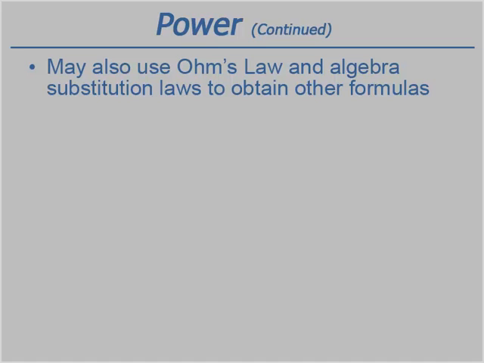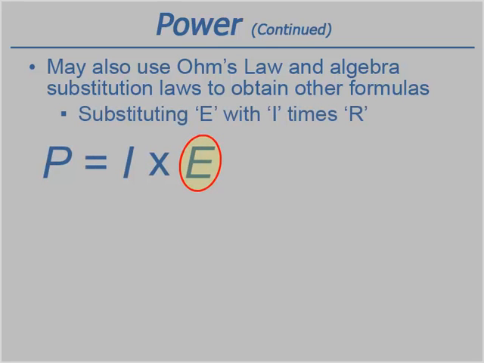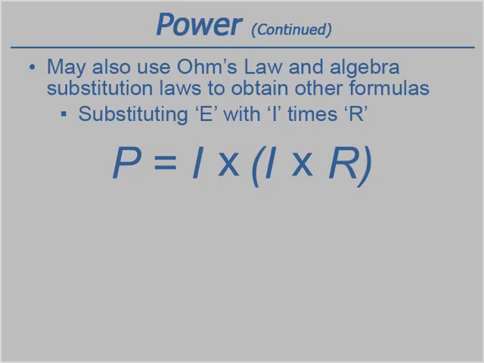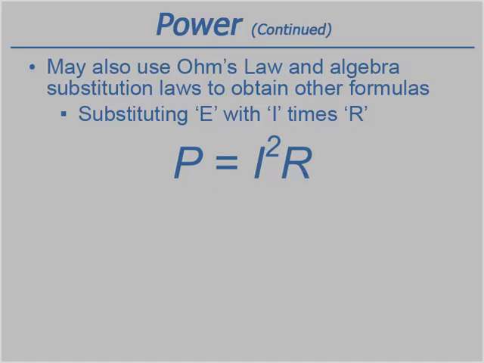Using Ohm's law and algebra substitution laws, we can create additional equations to determine electrical power. When you substitute the E in the power equation with Ohm's law, E equals I times R, you end up with power being described as the current in a circuit squared times the resistance of the circuit as shown in the equation P equals I squared times R.